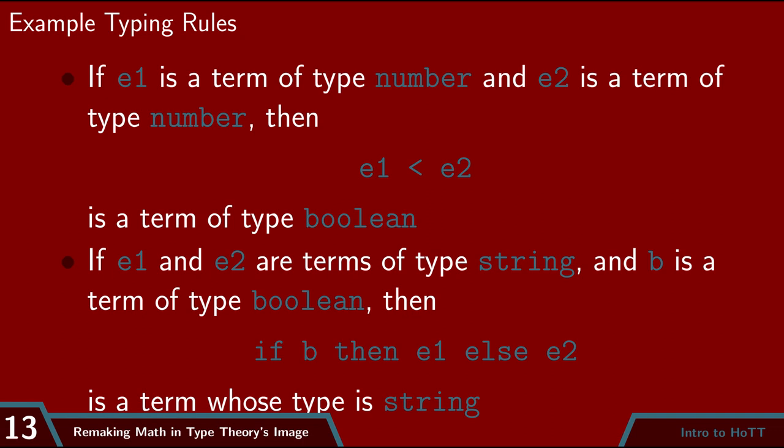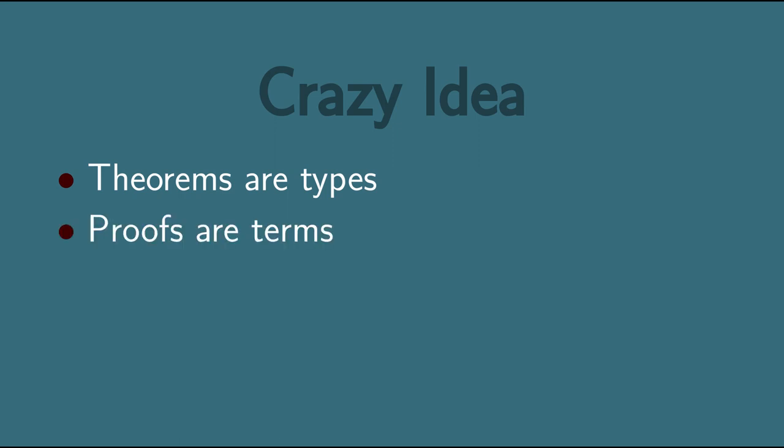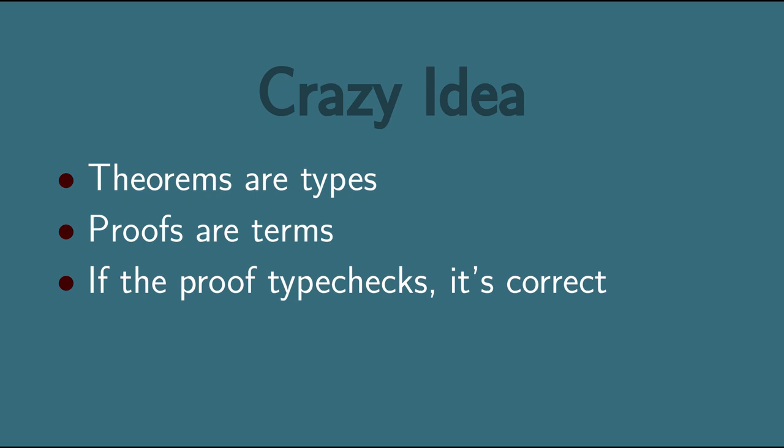Okay, so here's the main idea. What if we are able to design a programming language with a super fancy type system? So fancy, in fact, that every theorem of mathematics could be represented as a type. And where proving a theorem is just programming a term of that type. So then, if your code type checks, that means the proof is correct. It's a bit of a crazy idea, but it actually works out.